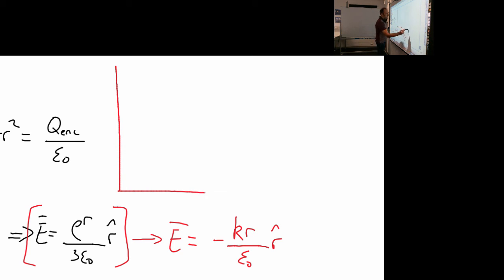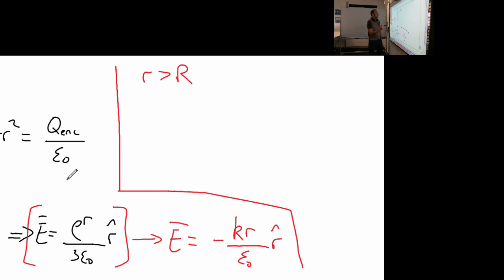Of course we could take it a little bit further, so that we substitute for rho, and our electric field will be equal to, for rho being minus 3k, minus k r divided by epsilon naught, in the r hat direction. Okay, so that's for inside. What about outside, where r is going to be greater than the radius?